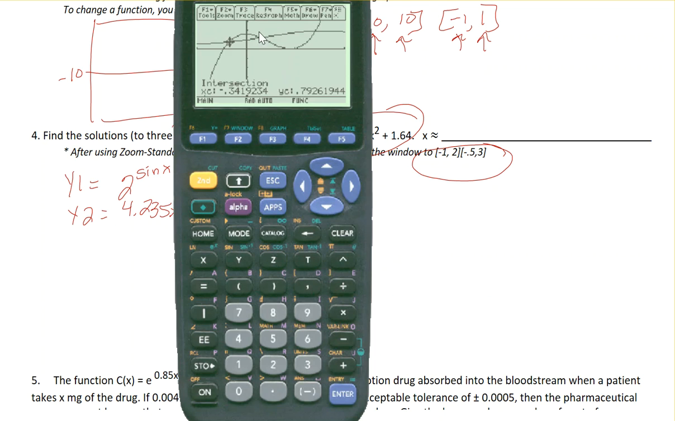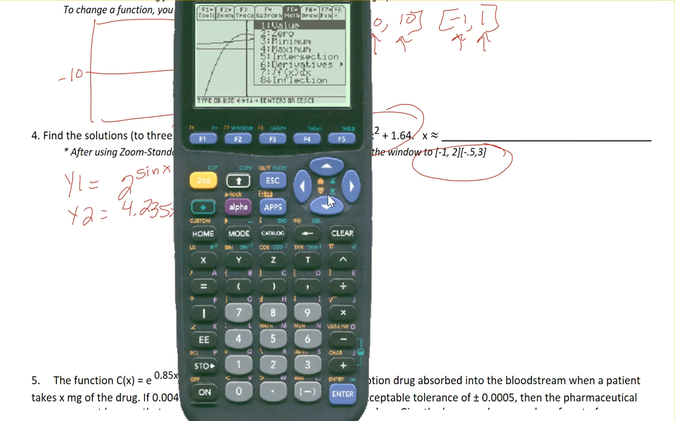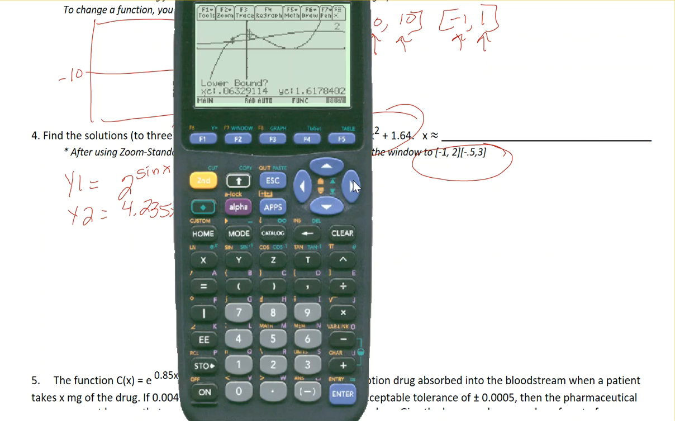All right, and let me repeat the process for this second one. I'm going to transfer that to my paper later. So I'm going to go to F5 and choose intersection again. And now I know the answers are function y1 and y2. So you'll get used to very quickly just hitting the enter key twice when you only have 2 functions. And then you'll move to the left side of the intersection for a lower bound and hit enter. And then you'll use the arrow key to get to the right side of the intersection for an upper bound and hit enter. And there's our second x coordinate.